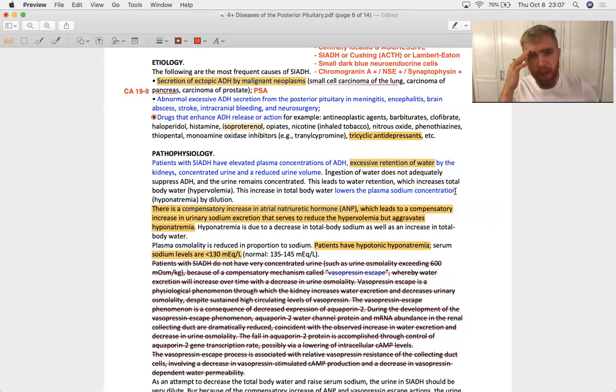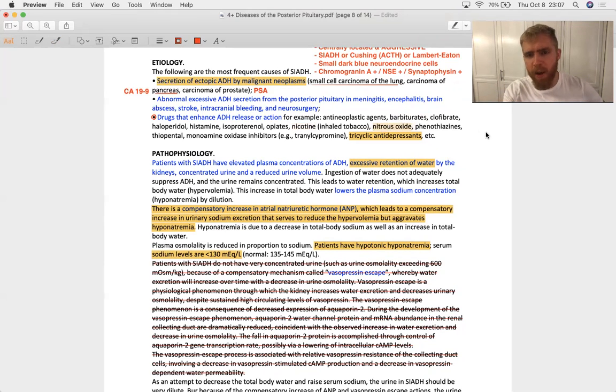That's going to be a beta-1, beta-2 adrenergic agonist, pretty useful in certain types of heart failure. Opiates, we know those are pain medications, mu-opioid receptor agonists. Nicotine, we know that that's a nicotinic acetylcholine receptor agonist. Remember, you've got a muscarinic and a nicotinic receptor.